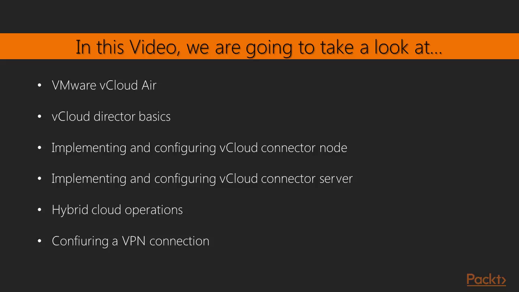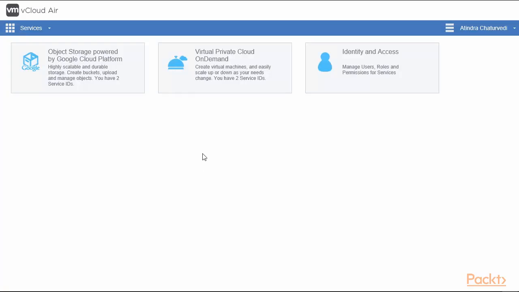And then we will look at something very interesting, which is configuring a virtual private network connection between nodes set up on vCloud Air. So we will configure a connection between the Virginia vCloud Air site and the German vCloud Air site. So after logging into my VMware vCloud Air account, this is the home page that I come up with.